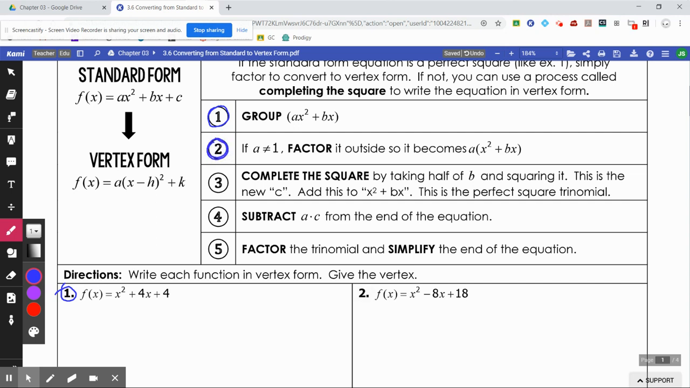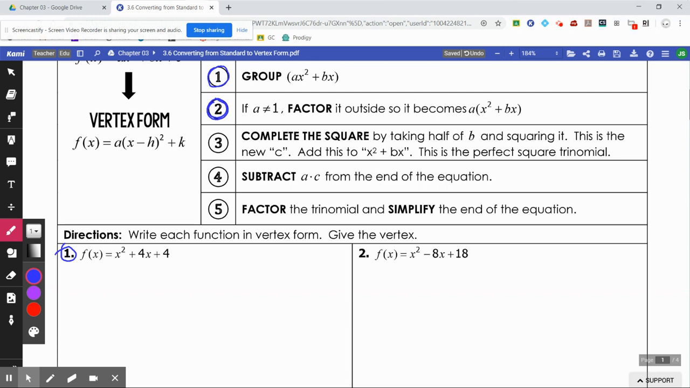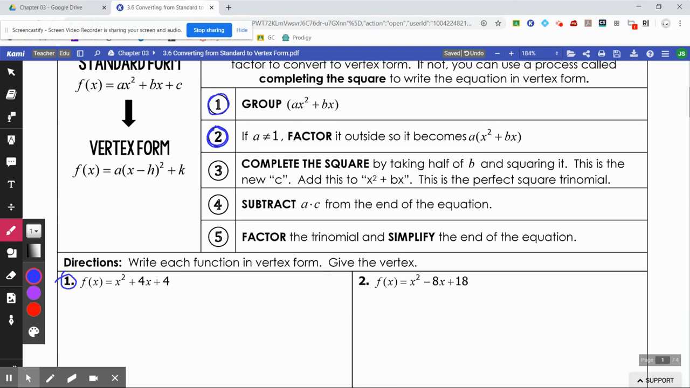If there's a number in front of the x squared, I am going to factor it out. Okay, we're going to complete the square like in step 3, but I do something else in there. I'm going to move my constant term from one side to the other side. I'm going to go through the process like it says here, but instead of subtracting AC, I'm going to do things a little bit different.